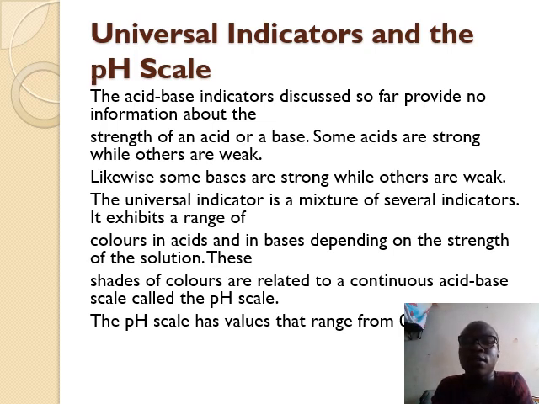Now, the universal indicator is a mixture of several indicators. It exhibits a range of colors in acids and in bases, depending on the strength of the solution. These shades of colors are related to a continuous acid-base scale called the pH scale, and the pH scale has values that range from 0 to 14.